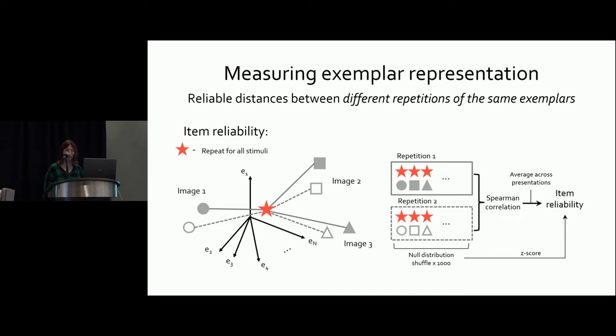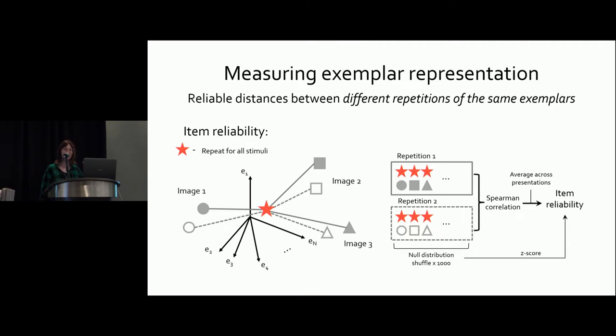We actually used a few measures to test this. I'm going to focus on just one, which we term item reliability. What we do here is, for each image separately, denoted here by the red star, we compute the distance or dissimilarity in state space to all other images in the first repetition, that's the filled shapes, and all other images in the second repetition, that's the empty shapes. And we correlate these to see how similar they are. So this is an average for all images.